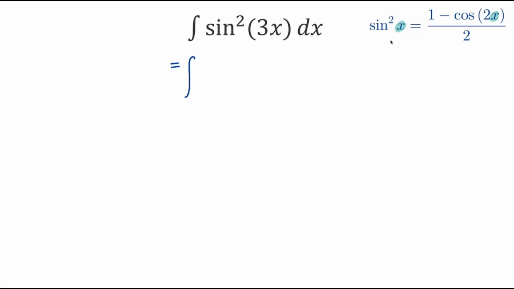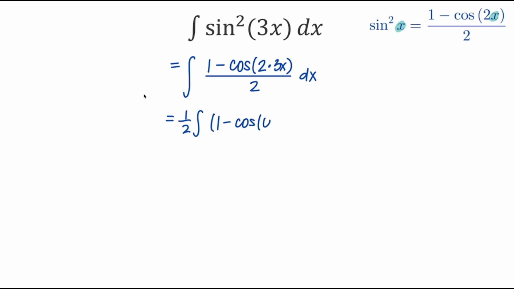So that's going to give us the integral of 1 minus cosine of 2 times 3x all over 2 dx. Now from here, inside the cosine, 2 times 3x is 6x. And then I'm going to realize this division by 2 is the same as multiplying by 1/2. So I'm going to pull out that constant multiple of 1/2. So I'm going to have 1/2 the integral of 1 minus cosine of 6x dx.